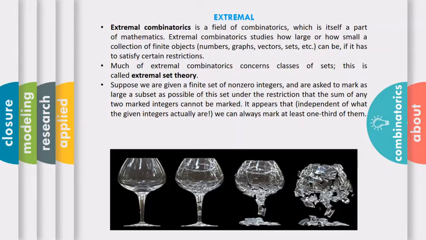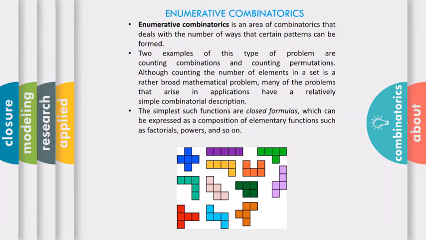Moving on, we have enumerative combinatorics. Enumerative combinatorics is an area of combinatorics that deals with the number of ways that certain patterns can be formed. Two examples of this type of problem are counting combinations and counting permutations. These are part of enumerative combinatorics. Although counting the number of elements in a set is a rather broad mathematical problem, many of the problems that arise in applications have a relatively simple combinatorial description.